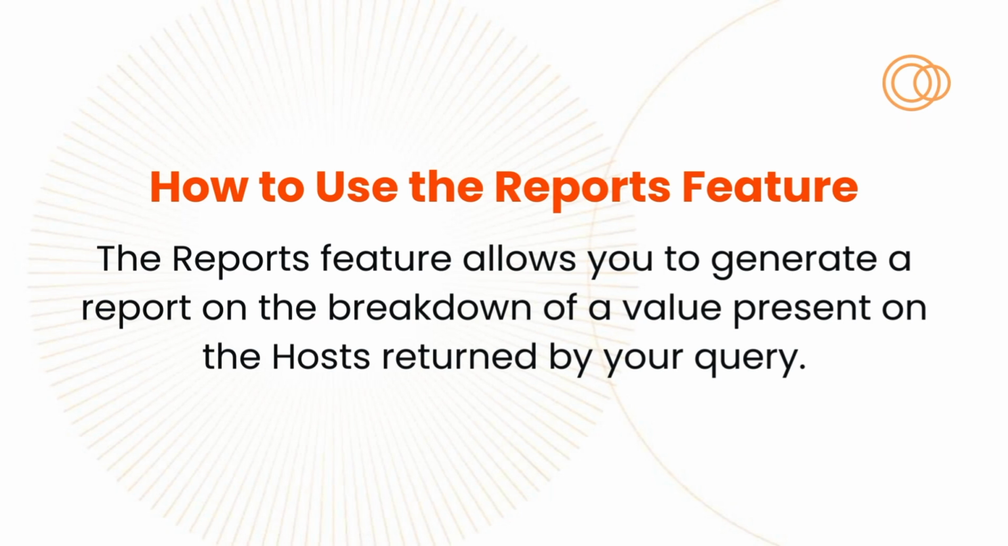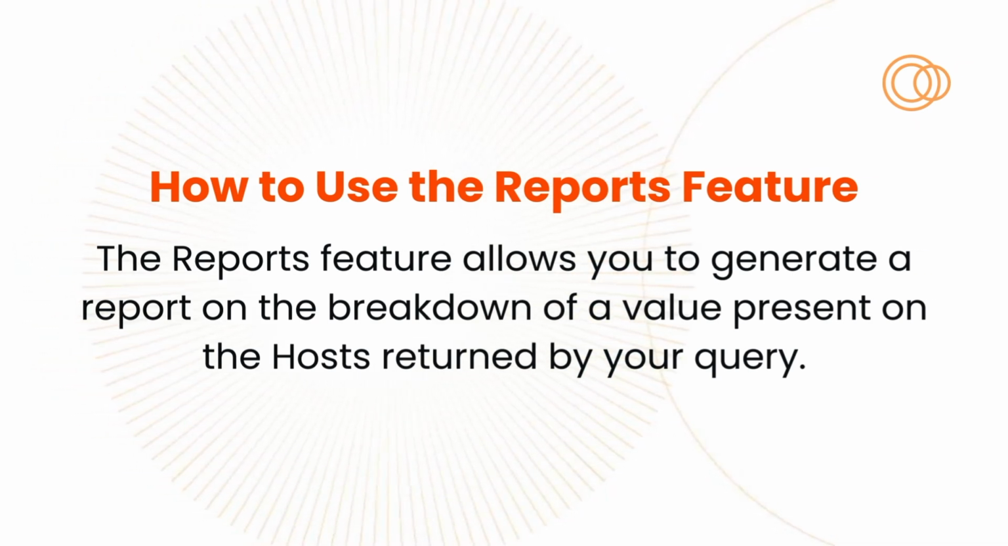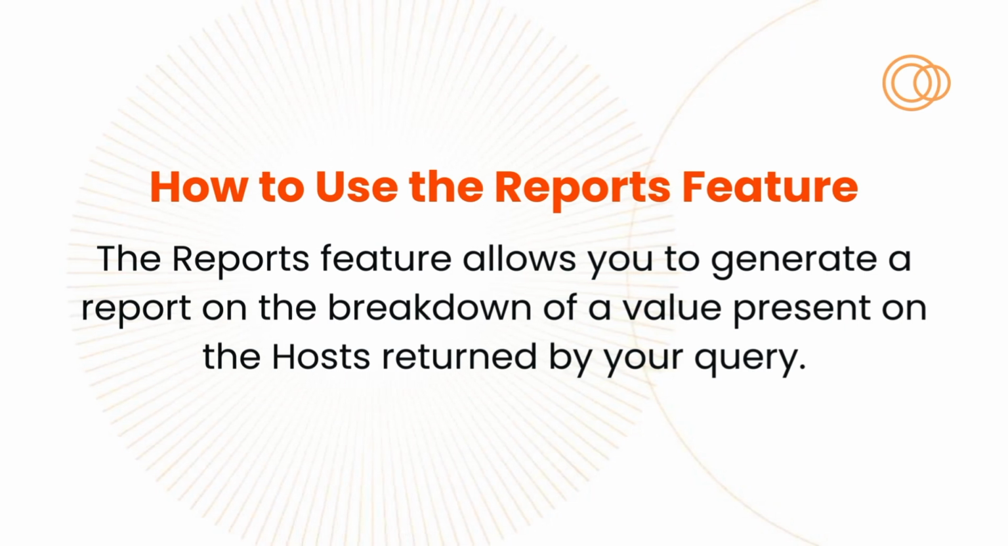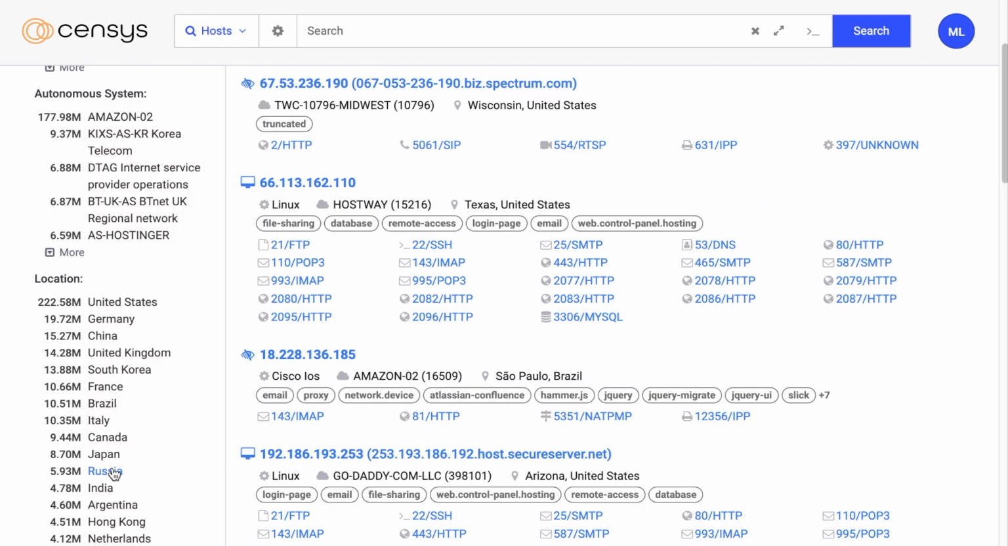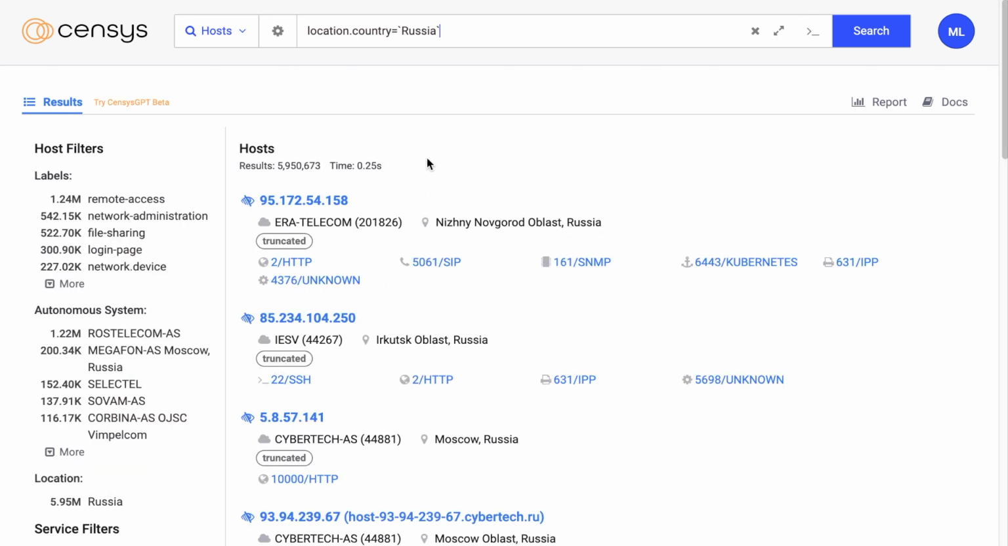But if I want to browse the results of a query with a longer list of, say, software products, or I'd like to browse a field not included in the host filters, Report will solve this for me. Today, I'm going to Russia to find hosts running possible exploit kits like Metasploit.